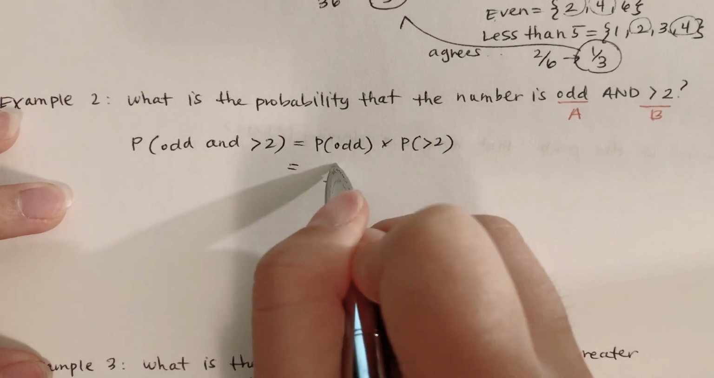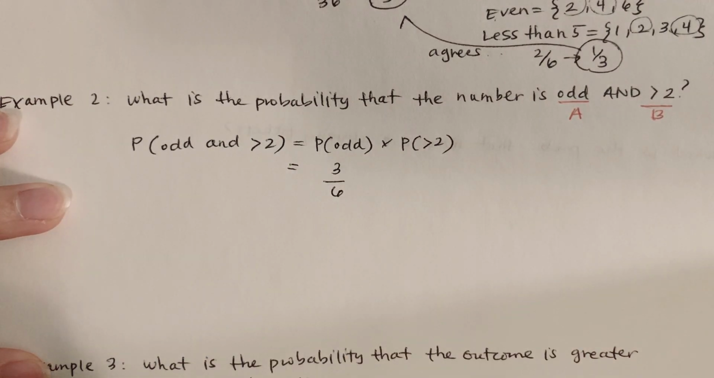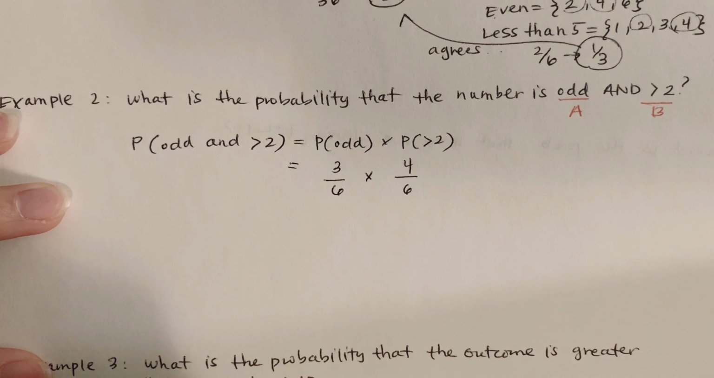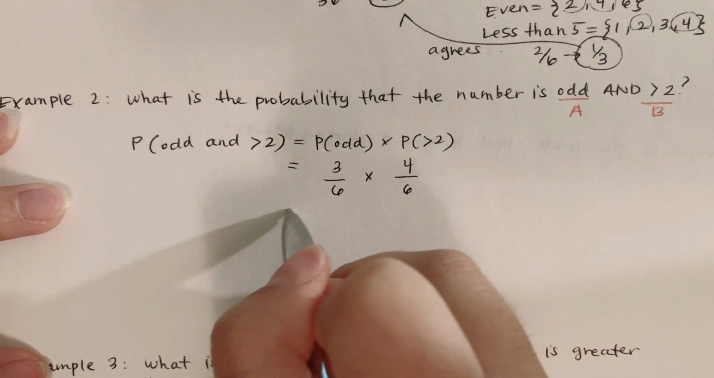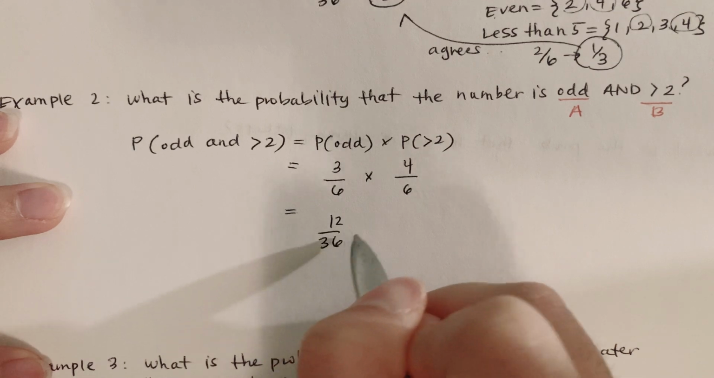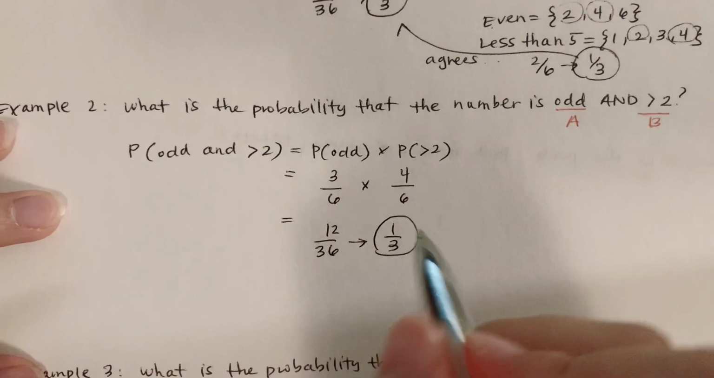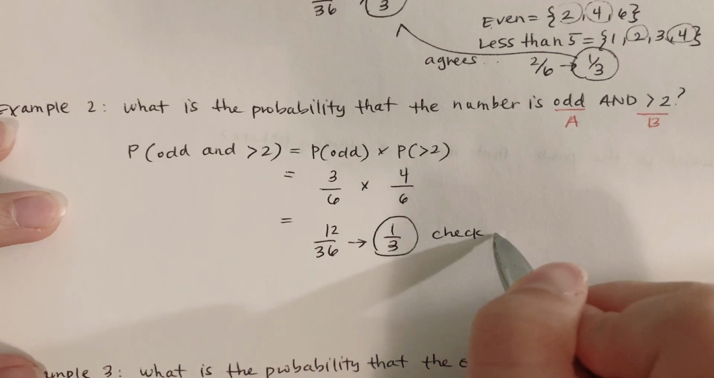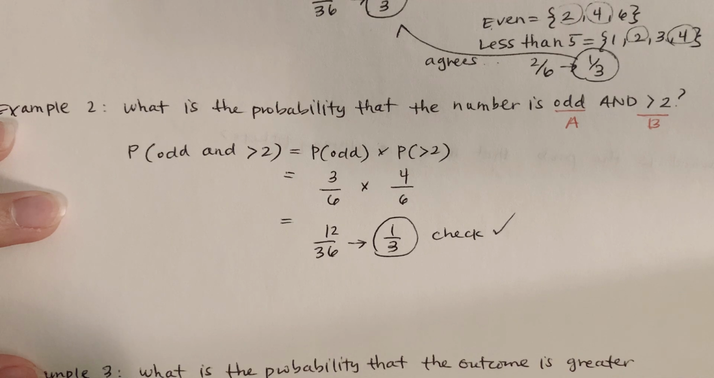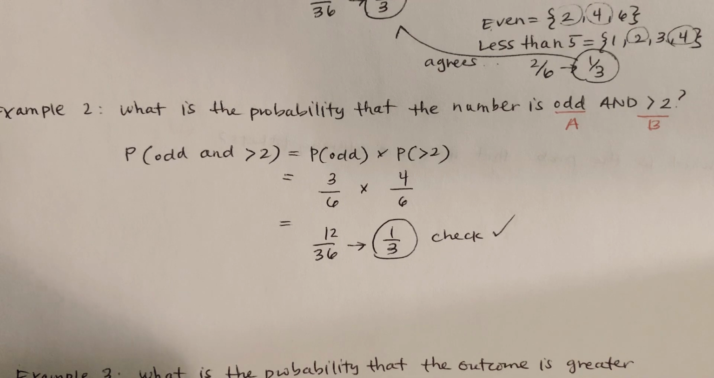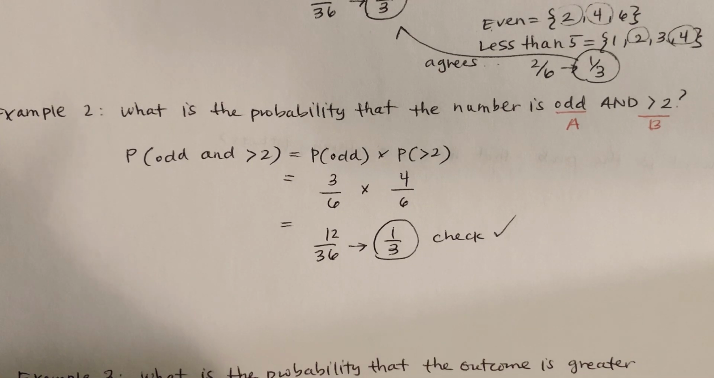Probability of odd, there are 3 out of 6 outcomes that are odd. Probability of being greater than 2, that's 4 out of the 6. So probability of being greater than 2 is 4/6. Multiply that out, we get 12 out of 36, which simplifies to 1/3. Again, does this make sense? We can double check it and see that the answer does make sense, because the only numbers that are odd and greater than 2 are 3 and 5 out of the 6 possible outcomes. That simplifies down to 1/3.